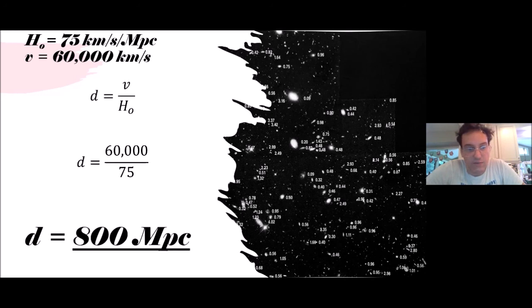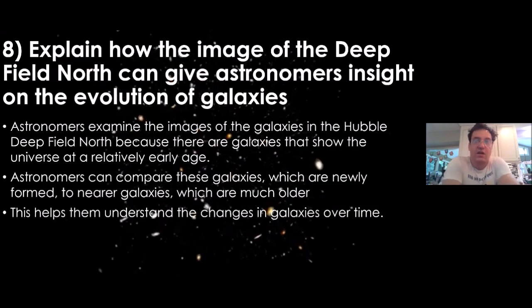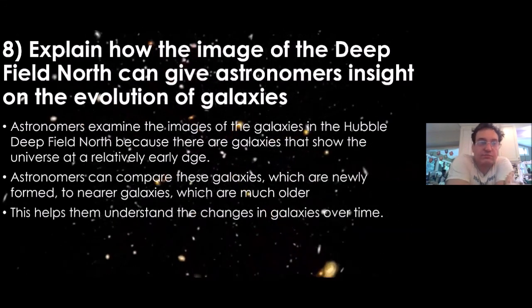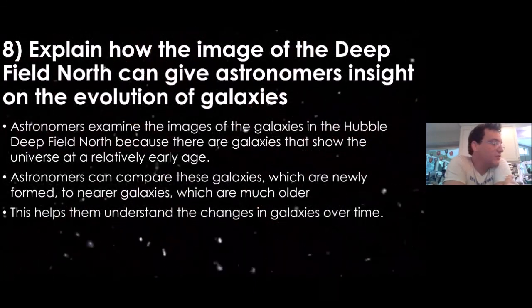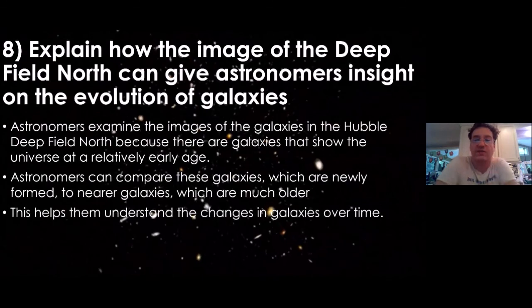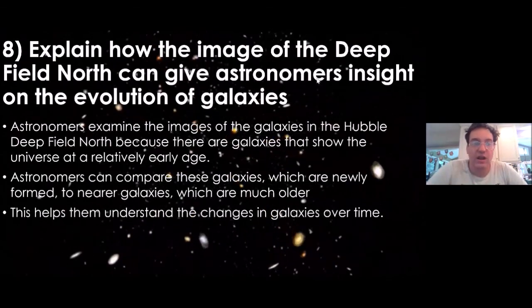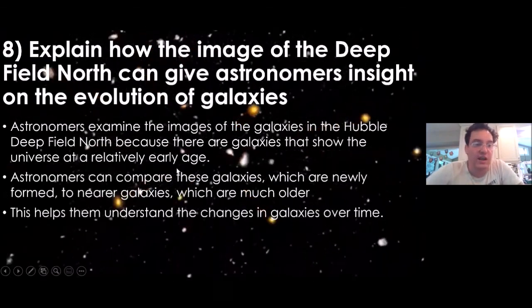You do the same thing for the 0.4 redshift and see how far away a 0.4 redshift is from us. All right, so the next question, and this is the last question that you'll have to do: explain how the image of the deep field can give astronomers insight on the evolution of galaxies.